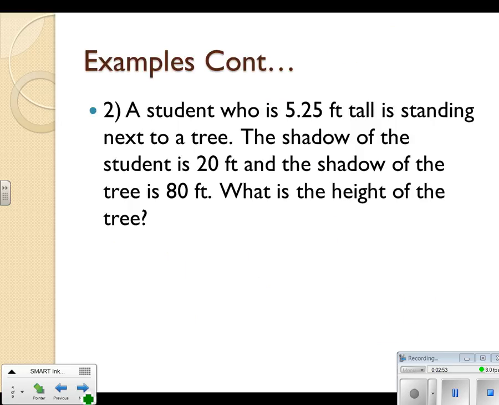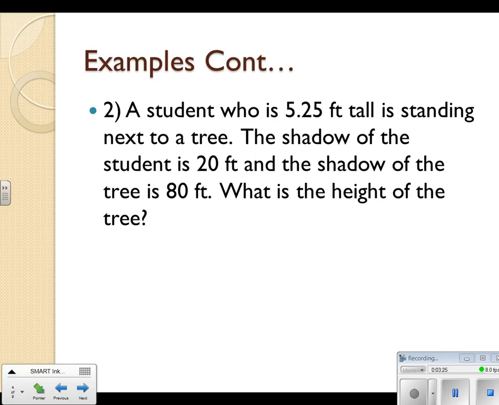A student who is 5.25 feet tall is standing next to a tree. The shadow of the student is 20 feet, and the shadow of the tree is 80 feet. What is the height of the tree? This is a way of finding the height of something indirectly without actually, like in this example, climbing the tree and measuring how tall this tree is. We can imagine there's similar figures being created in this image of two different heights and shadows.